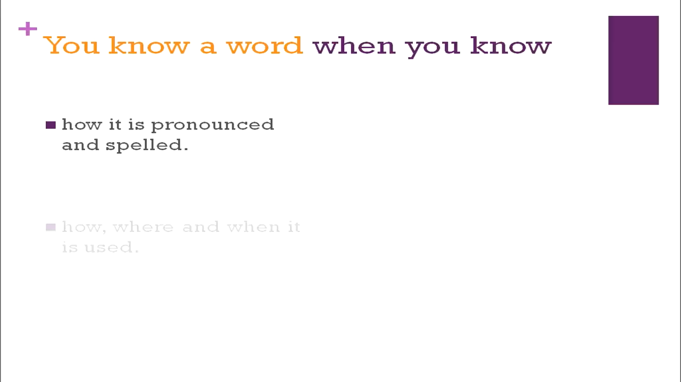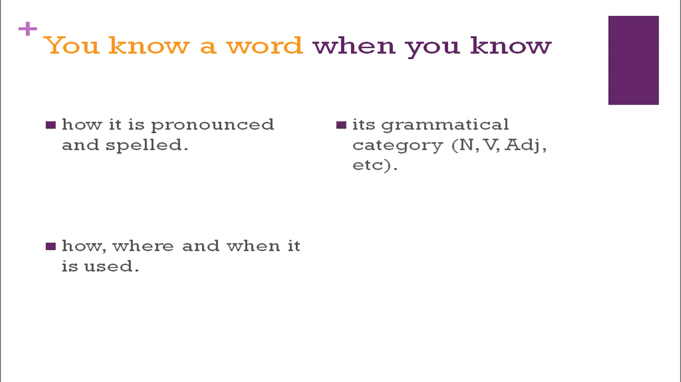Now, you know a word when you know how it is pronounced and spelled. Okay? How, where and when it is used. I cannot say I know a word when I don't know how to use it. I must understand its grammatical category, whether it is a noun, verb or an adjective. Then only I can say I know a word and I must know where to use it.